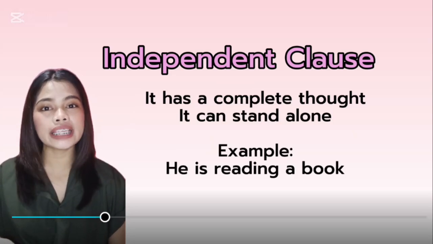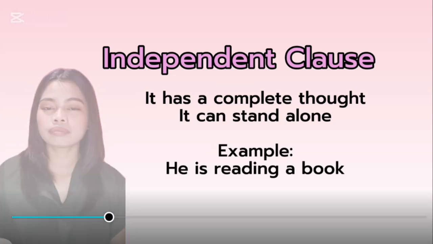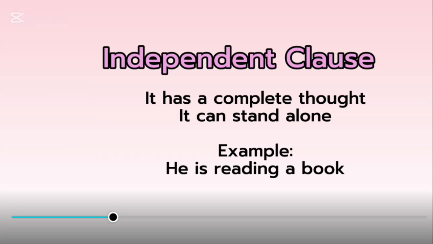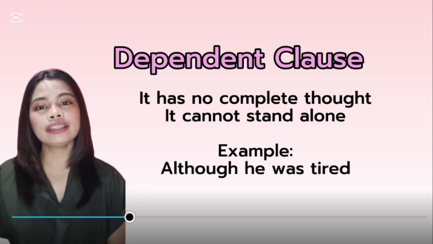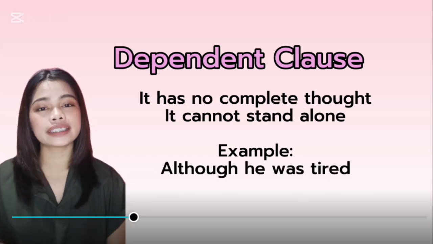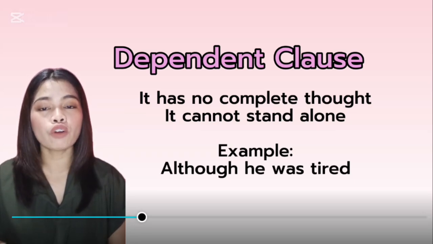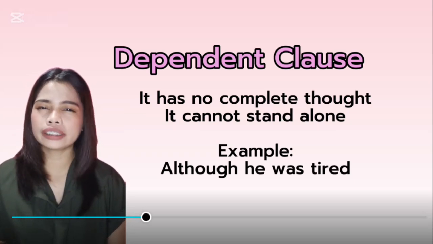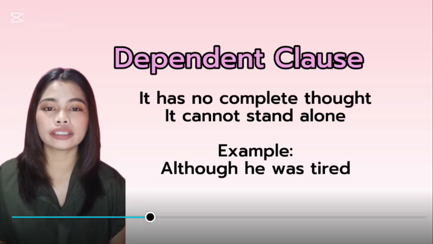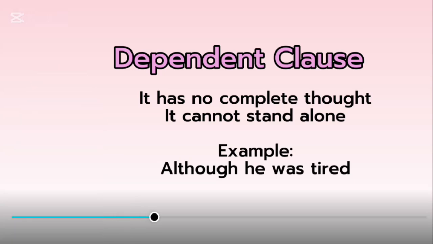Example, he is reading a book. Upon reading the example sentence, we can easily understand what it is trying to mean, for it has a complete thought. Also, dependent clause is a clause that cannot stand alone as a sentence. It depends on the independent clause to form a complete thought. Example, although he was tired. In this example, we can notice that we cannot infer any meaning, for it relies on an independent clause to form a complete sentence.